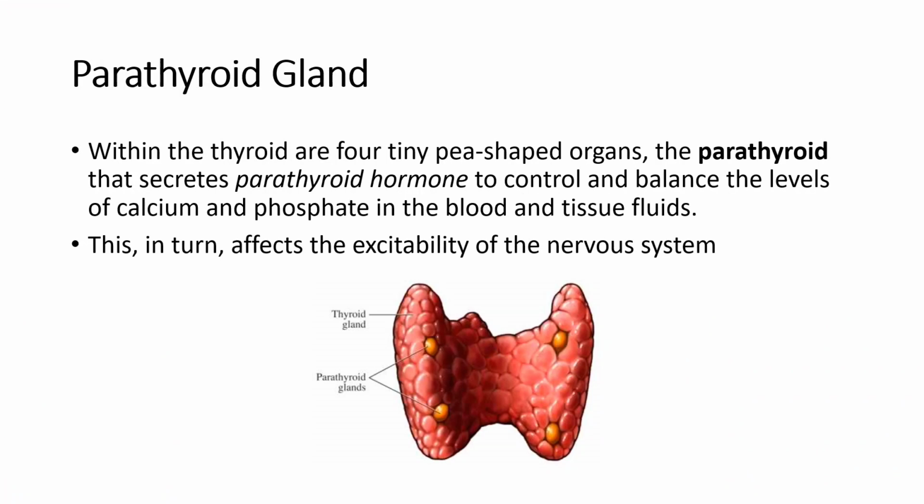The next is the parathyroid gland. Within the thyroid are four tiny pea-shaped organs, the parathyroid, that secrete parathyroid hormone to control and balance the levels of calcium and phosphate in the blood and tissue fluids. This in turn may affect the excitability of the nervous system.